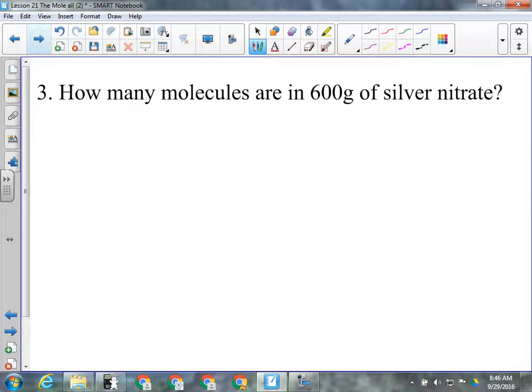Right, Avogadro's number is the number that's now going to get incorporated into these. So, reminder that this is Avogadro's number. What does Avogadro's number tell us?